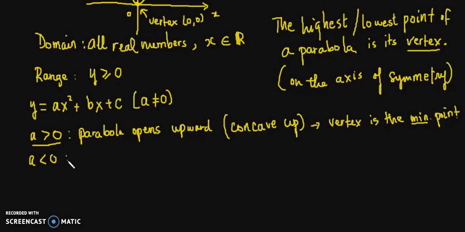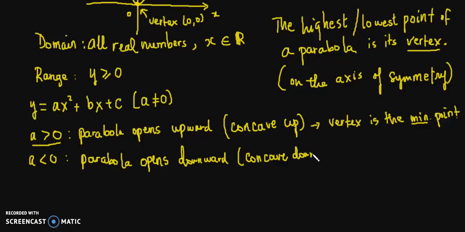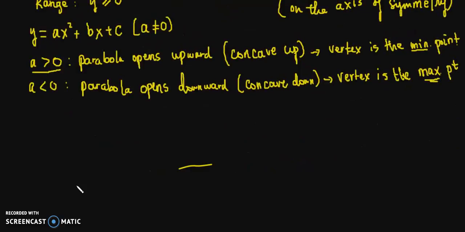When a is negative, our parabola opens downward. Okay, and another term for this, opens downward, is concave down. Concave down. And now the vertex is what? So the vertex is the highest point, and we call it a maximum point. A maximum point. Okay. So how does the graph look now?